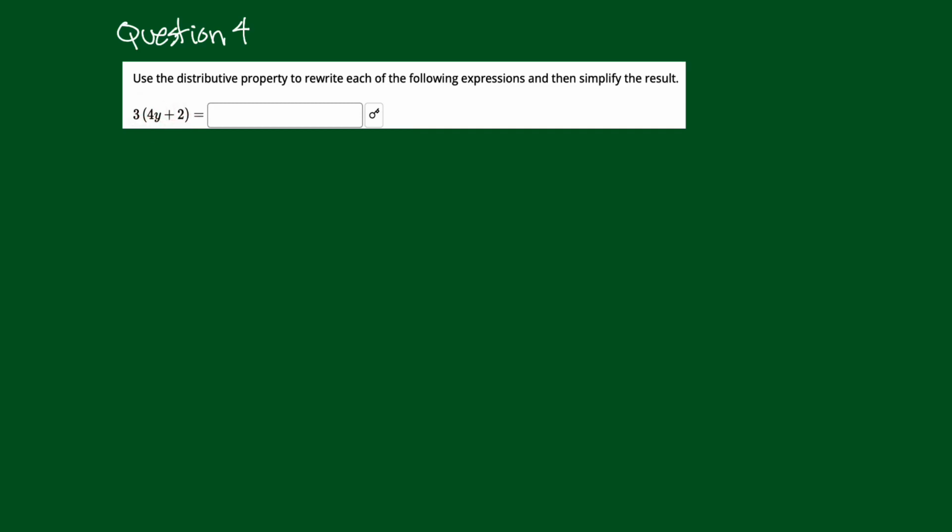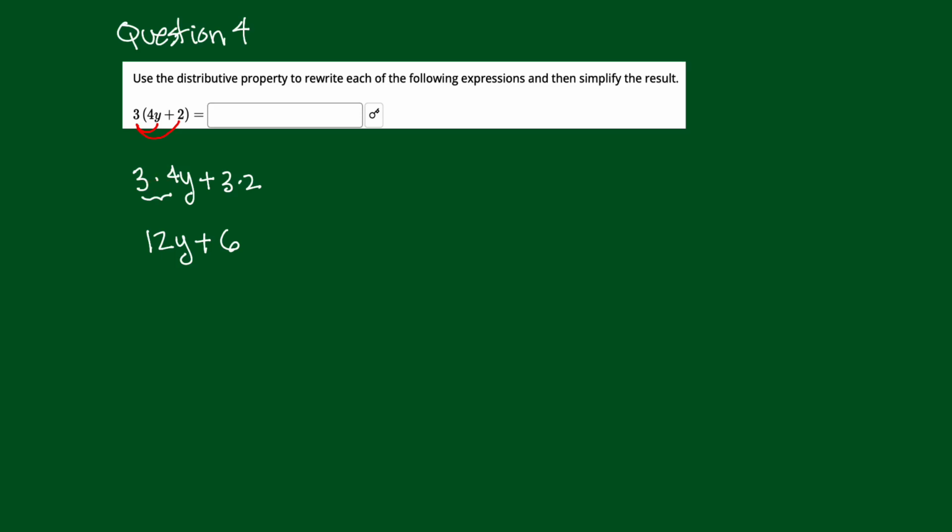So what I'm going to do, though, is use the distributive property. I'm going to multiply here, then a plus, and then I'll multiply here. So let's do that. So I'm going to have 3 times 4y, and then the plus sign, the 3 times the 2. Now just go left to right. Right here, I've got a times and a times, so it's going to be 3 times 4 is 12y, and then plus 6.